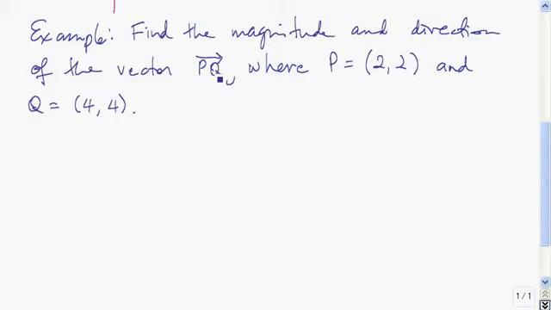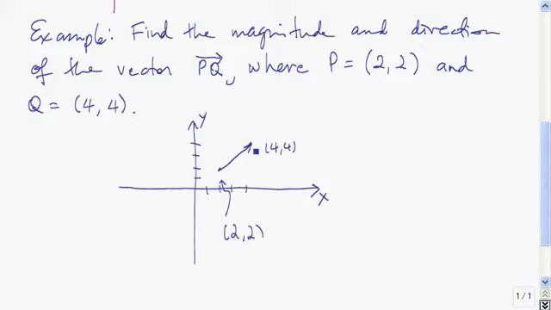Okay, let's start by plotting these 2 points. So here we have our vector drawn in the xy plane. The magnitude of the vector is really the length of this segment right here. The easiest way to find that is to form a right triangle whose hypotenuse is that. Since the tail of the vector has x-coordinate 2 and the head has x-coordinate 4, this has length 2. Similarly, the y-coordinate here is 2, the y-coordinate here is 4, so this length is 2.